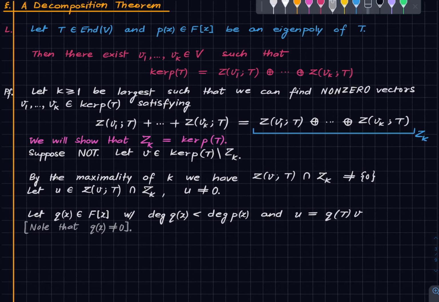Qx is non-zero because if it were 0, then qt would be 0, and hence this would be 0, and hence u would be 0, but by choice u is non-zero. Okay. So in particular, this means that this is in zk because little u is in zk. And now we will use Euclid's theorem.